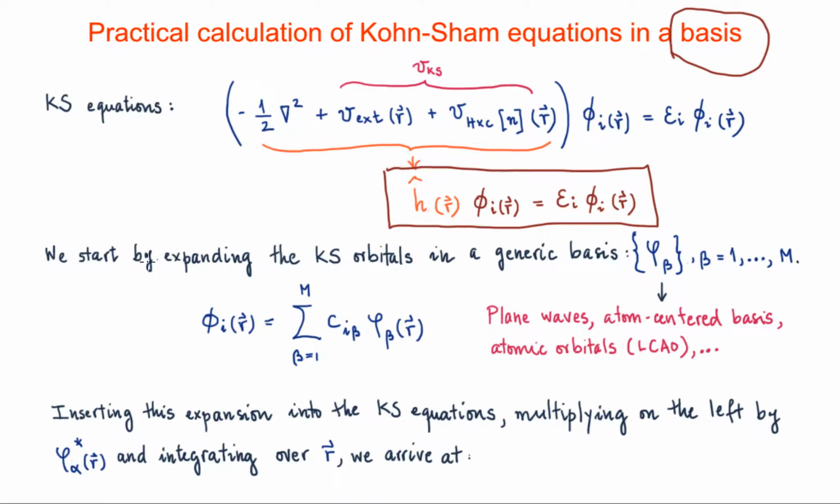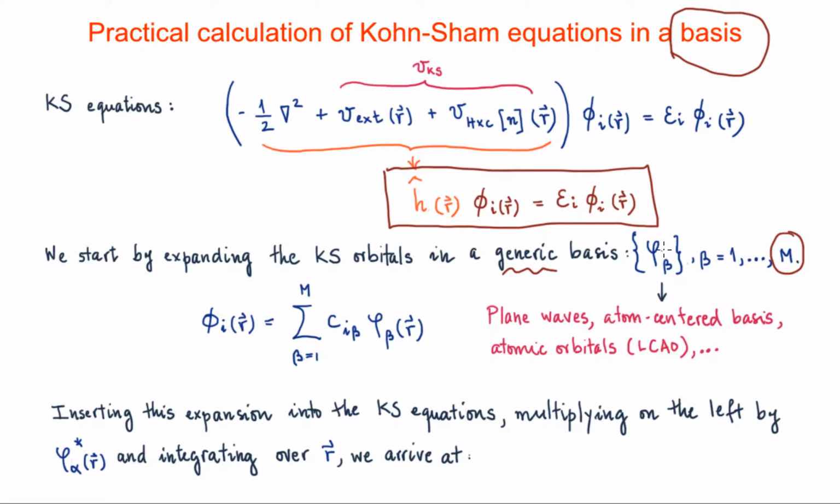So for that we are going to start by expanding the Kohn-Sham orbitals in a generic basis, and this is the basis that we are going to consider. In this case, beta goes from 1 to M. We have M elements in this basis. And what is that generic basis that we are considering?